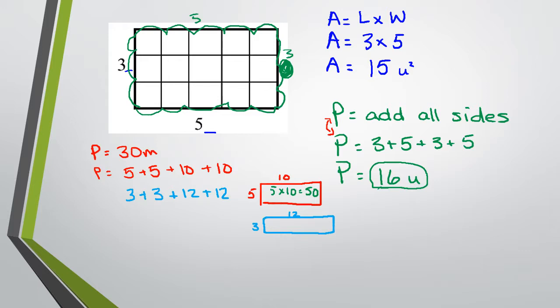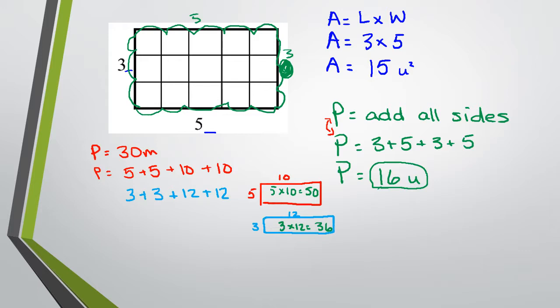Okay, the area of that one, 3 times 12, is 36. So these are not the same area, are they? 50 is not the same as 36. But we have the same perimeter. It's still the same amount of fence.